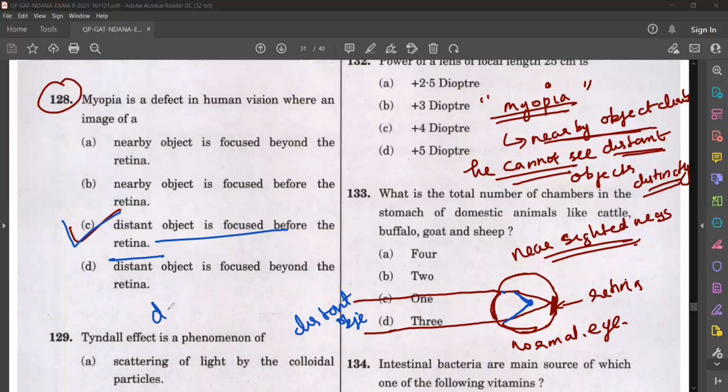We'll use a diverging lens. So what is a diverging lens? Which lens is that? That is a concave lens, isn't it? We'll use a concave lens. A concave lens is also known as a diverging lens. Okay, so moving to the next question.